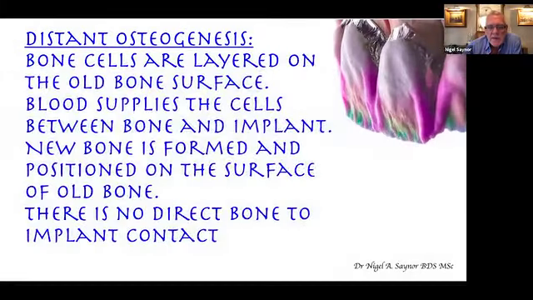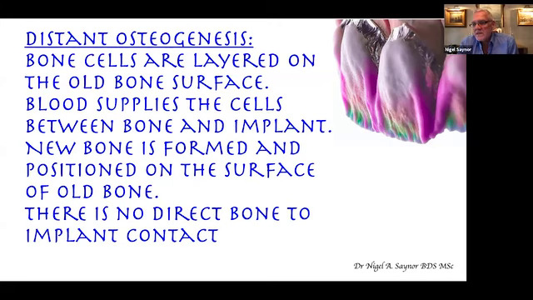And the conclusions he came up with is there's two types of osteogenesis taking place, and there's distant osteogenesis, where the bone cells are actually layered on old bone surface. The blood supplies the cells between the bone and the implant. New bone is actually formed and positioned on the surface of old bone, and there is no direct bone contact to the implant surface.